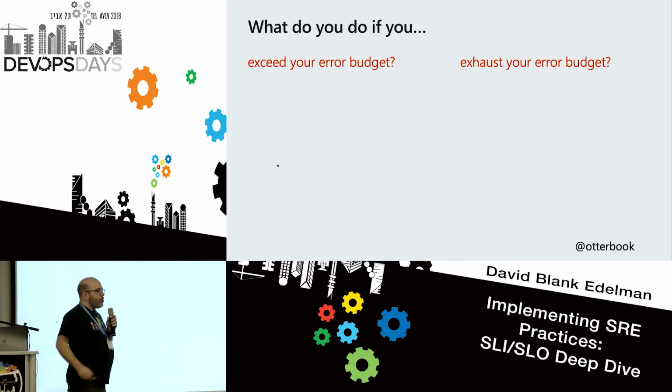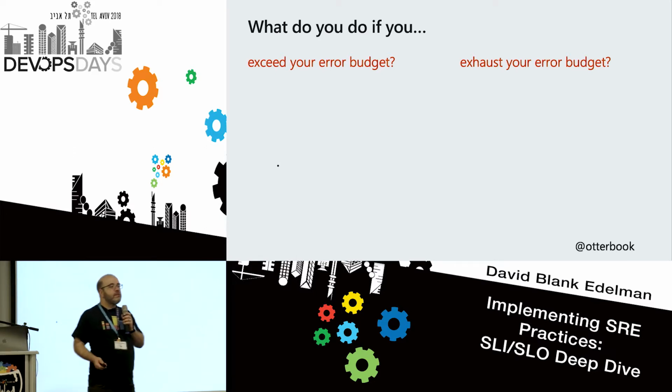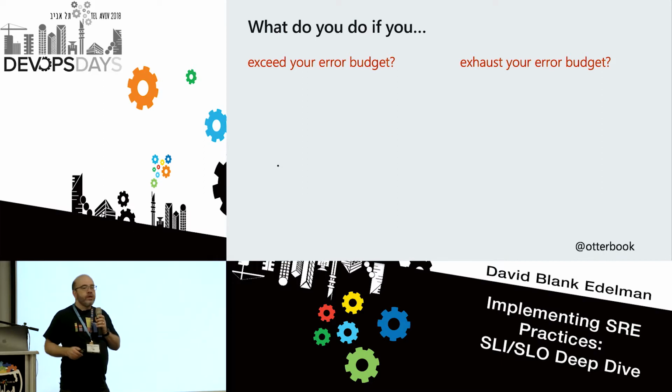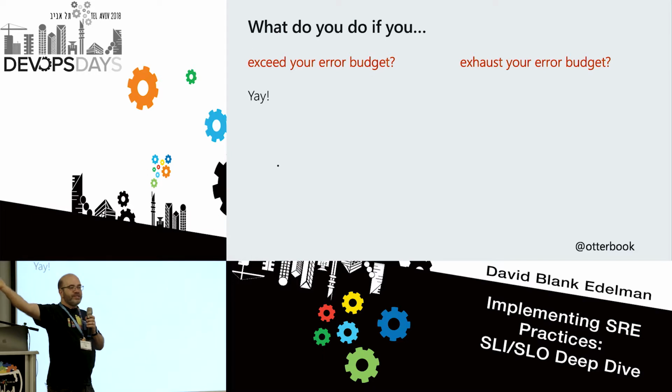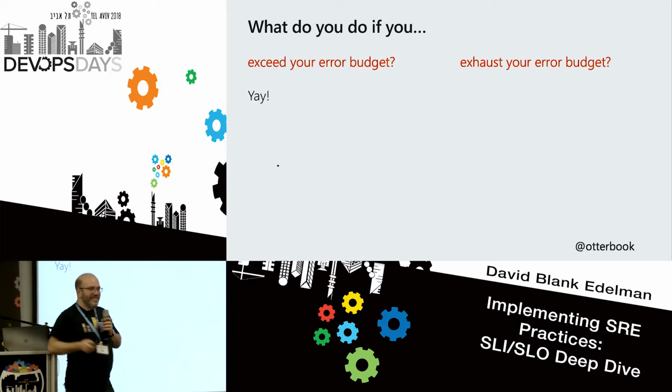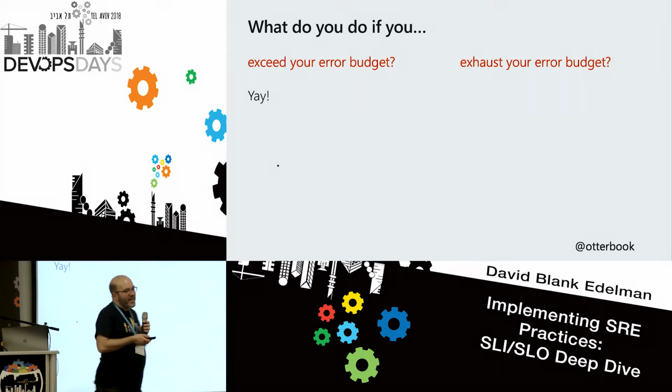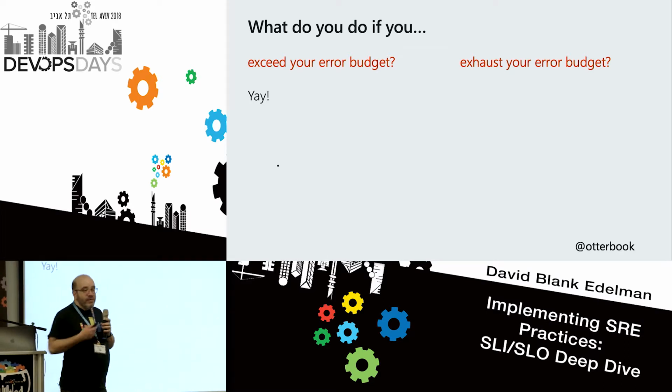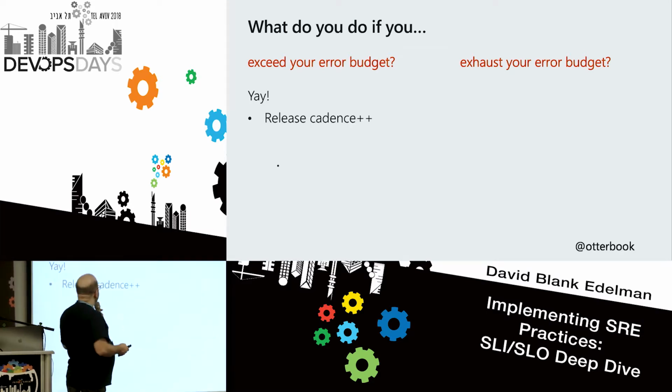So let's say you exceed your error budget, where you've successfully been up for more than you expected. Yay! You did it! Congratulations! Celebrate! Break out the hummus, I guess. You just pour it into a champagne cup. Anyway, it's good. This is a good place to be. So what do we do about this?